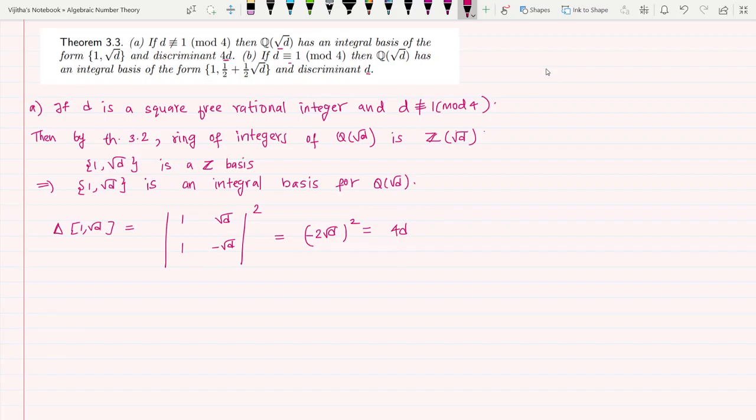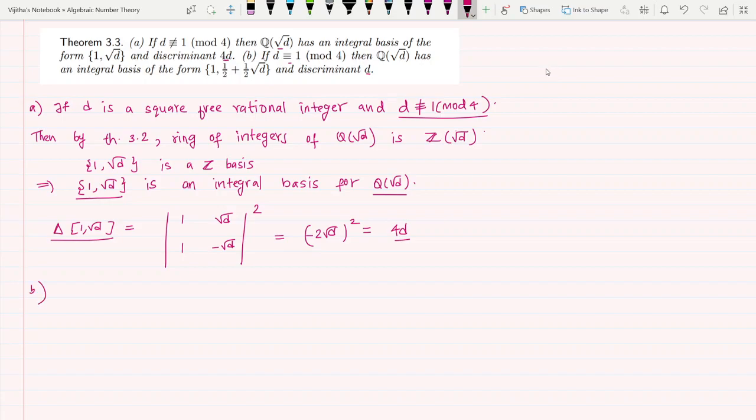So in the first case, we have shown that if D is not congruent to 1 mod 4, then the set 1, root D is an integral basis for Q of root D, and the discriminant of this integral basis is 4D. So this result is very important. You have to remember the statement of theorem 3.2 as well as theorem 3.3.